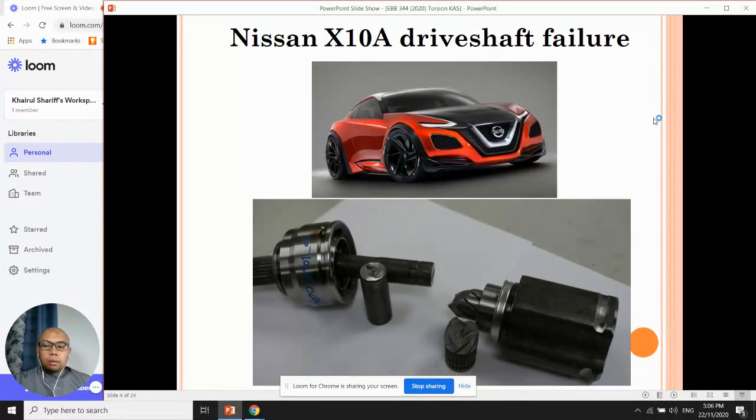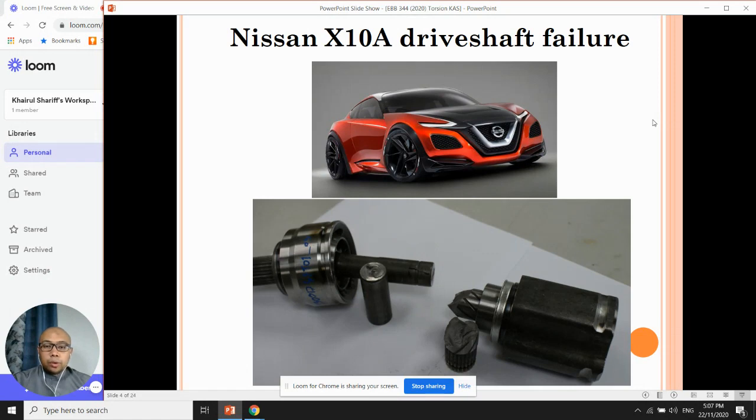Now I want to attract your attention. Normally when the engineer designs the car, in this particular case, I want to attract your attention regarding one of the common failures in cars, that related to the torsion condition.